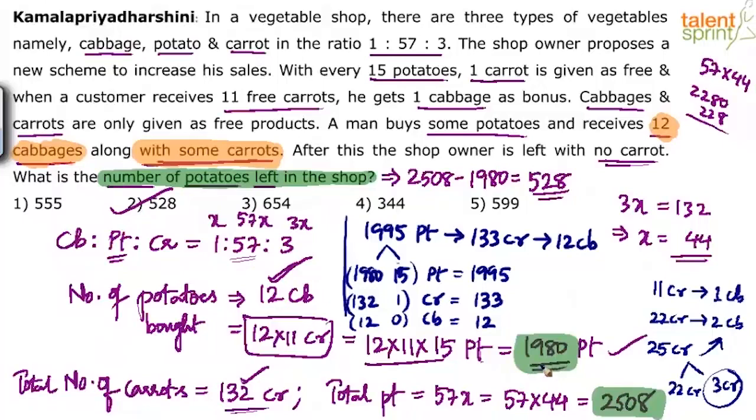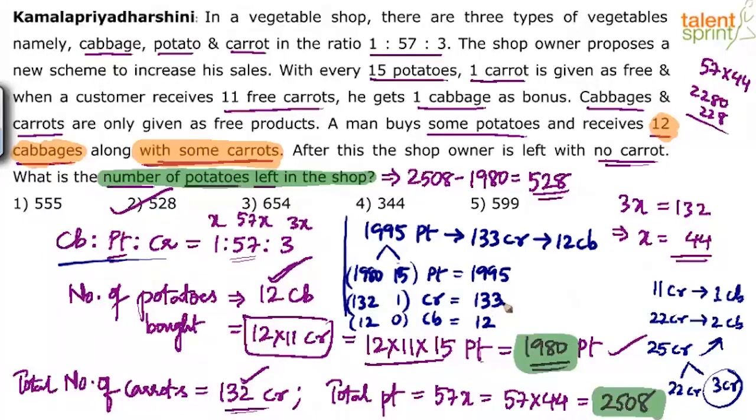You're able to follow? However, one more point that we need to consider is the number of carrots also cannot be 133 because it has to be a multiple of 3. If you look at the overall ratio, cabbage is to potato is to carrots, the ratio is 1 is to 57 is to 3. So the number of carrots has to be a multiple of 3. 133 is not a multiple of 3.